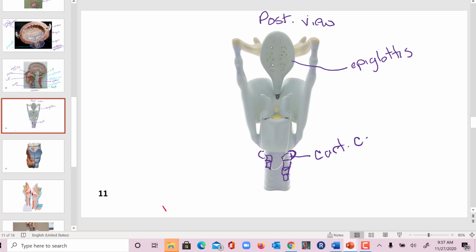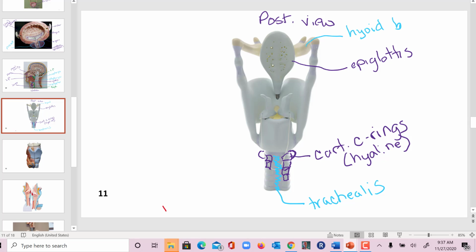Cartilaginous C-rings. They are not part of the larynx. They are support structures of the trachea. I'm pointing it out because they are made of hyaline. This muscle that's in between the cartilaginous C-rings is called the trachealis. Not cartilage, but I'll just point it out. This is the hyoid bone. This cartilage here is the cricoid cartilage. And this large cartilage here that I'm highlighting now is the thyroid cartilage.